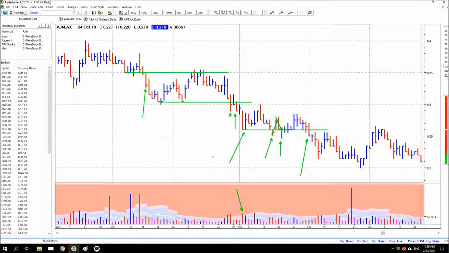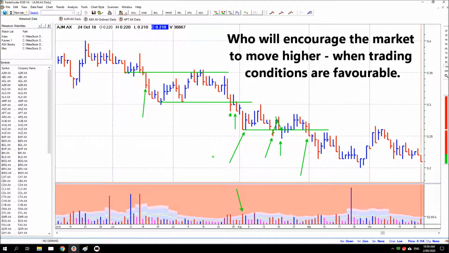Okay, hopefully that explains springs. They can form organically in the market. That is, they can form by themselves, but they're much better in trading stocks and trading markets where there's active traders involved who are going to move the market, or at least attempt to move the market.